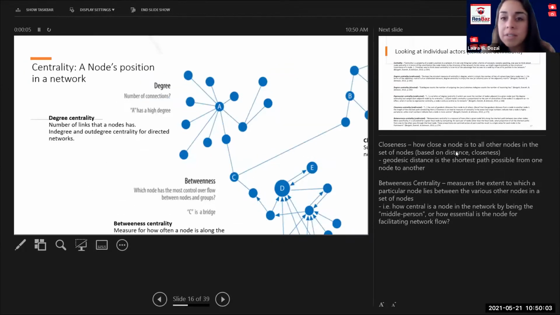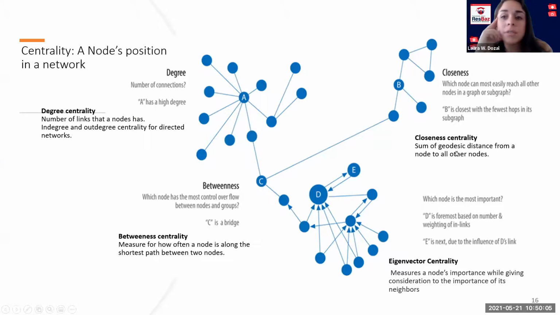Okay, closeness centrality is the sum of geodesic distance from a node to all other nodes. Geodesic distance is the shortest path possible from one node to another. So which node can most easily reach all of the nodes in a graph or a subgraph? And here, B is our example. It can reach 3 nodes.